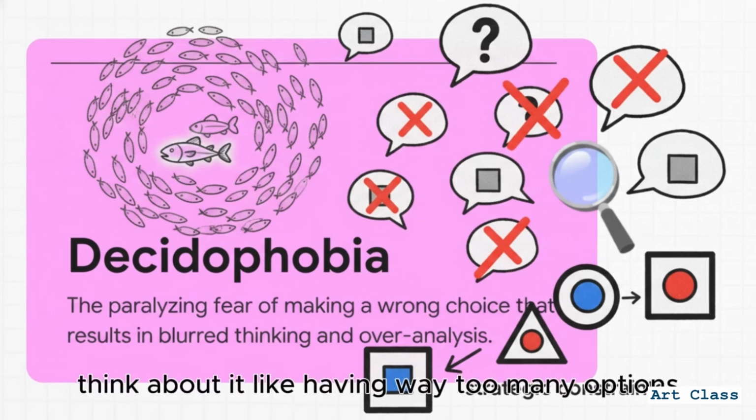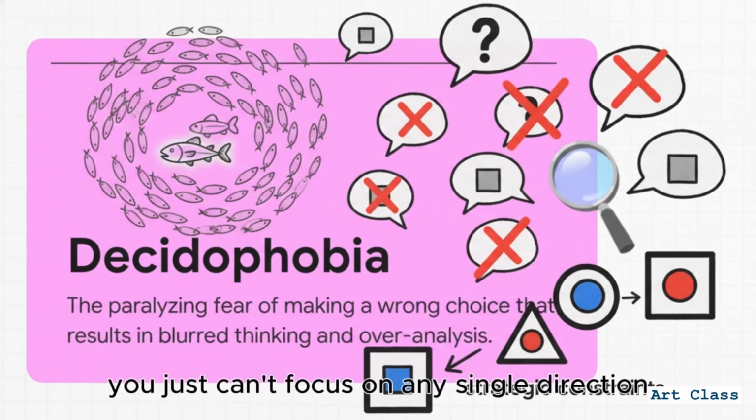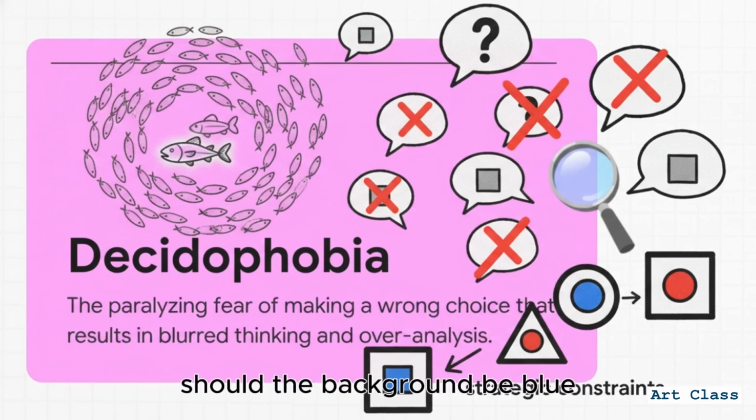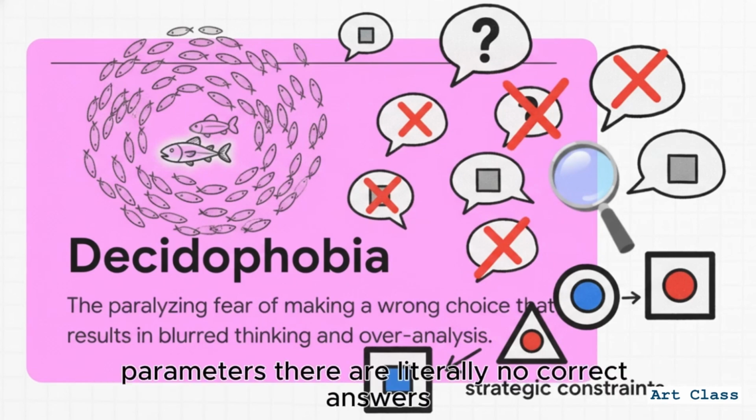Think about it like having way too many options, kind of like a small fish in a massive school trying to confuse a predator. You just can't focus on any single direction. Should the background be blue? Do we make the text massive? When there are no parameters, there are literally no correct answers.